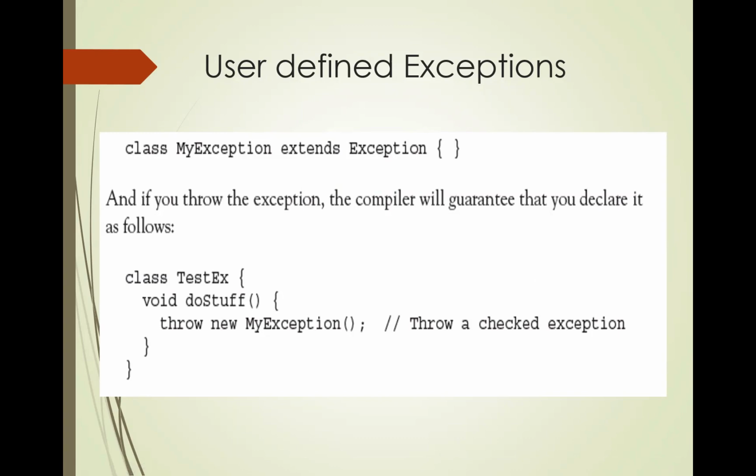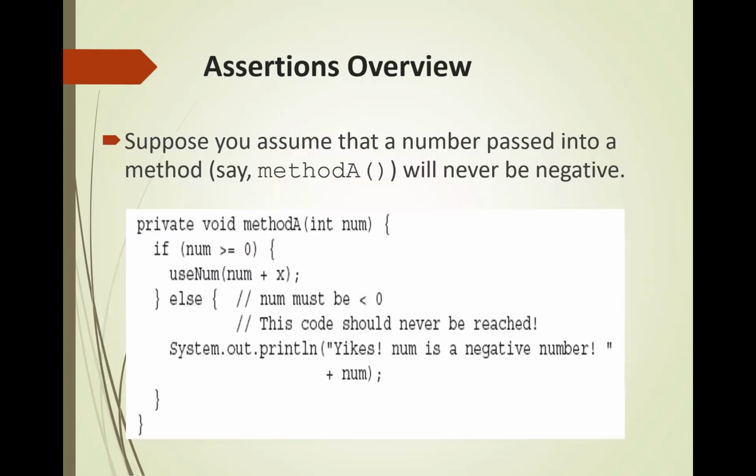Assertions are used to check assumptions. If you make an assumption, for example, for this method, whatever number you are going to get, if you assume that it will never be negative, then you can have an assertion.